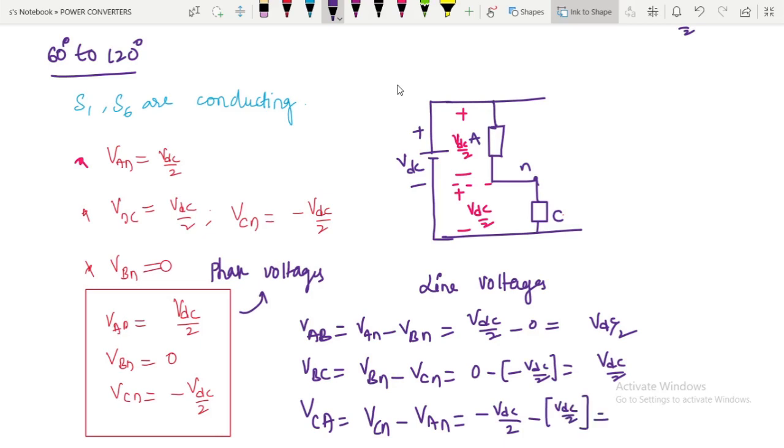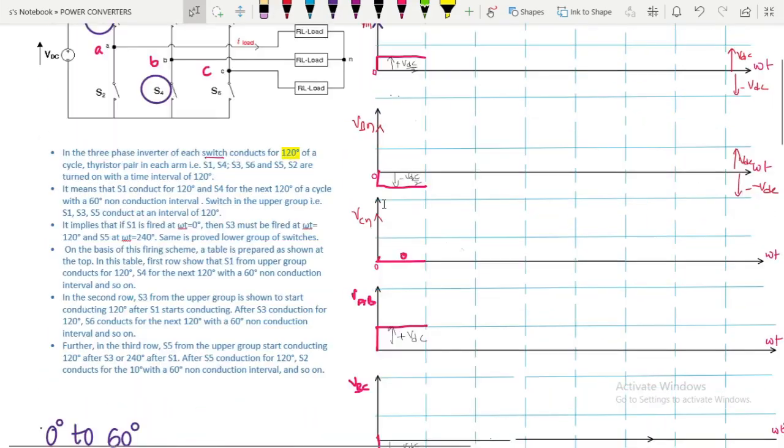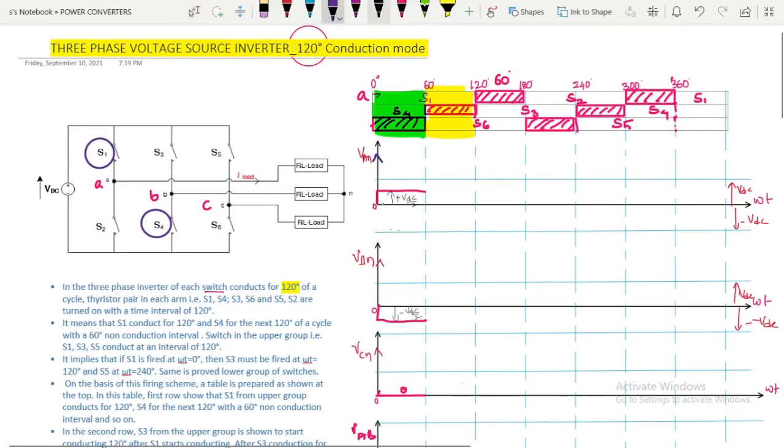So this will be minus VDC. Okay, so these are the line voltages for 60 to 120 degrees. We are calculating phase voltages as well as line voltages, and we are drawing them on the phasor waveforms here. So let us draw the waveforms here for phase voltage first, from 60 to 120 degrees.